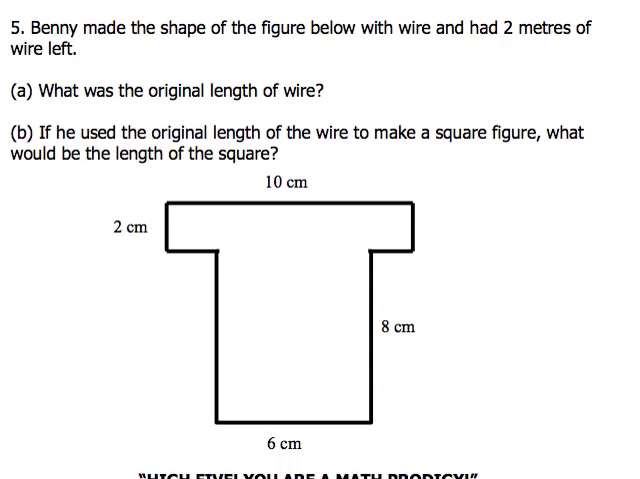Let's take a look. It says Benny made the shape of the figure below with wire. You know what wire is, right? Of course you know. And had 2 meters of wire left. Very important part, he had 2 meters of wire left over. So the shape is this, the one that looks like a T. And the question is, what was the original length of the wire? So basically what they're asking us is, what amount of wire did we have at first?